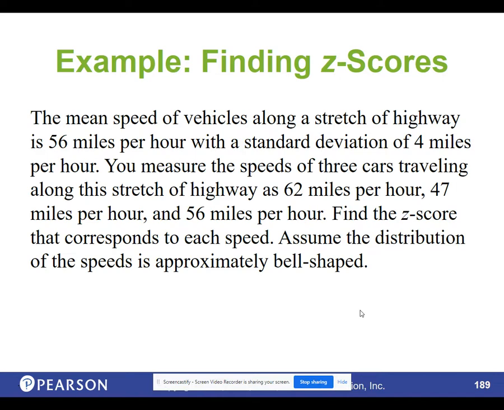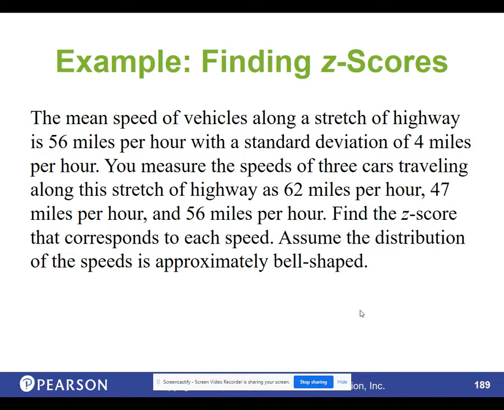Z equals X minus X bar over S. Same thing, yes? This one's just dealing with population, that one's dealing with scale. Okay. The speed of vehicles along a stretch of highway is 56 miles per hour with a standard deviation of 4 miles per hour. So, what's the average speed now? Our average is 56, and our standard deviation is 4. Okay with that? Get that out of that information.